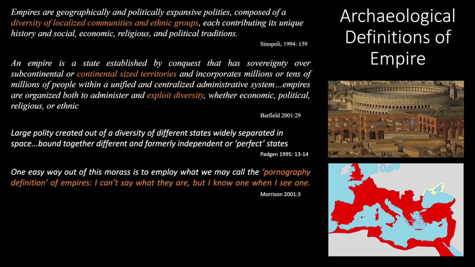I like the one by Morrison from that book, drawing on the Supreme Court. The way that the Supreme Court defines pornography is, I don't know what it is, but I know it when I see it. So Morrison mentioned that empires are difficult to define if we want to come up with an operational definition, but we know them when we see them.